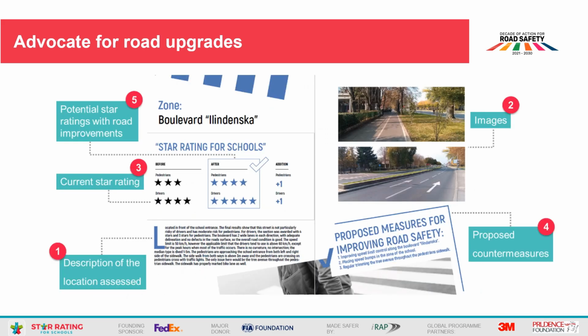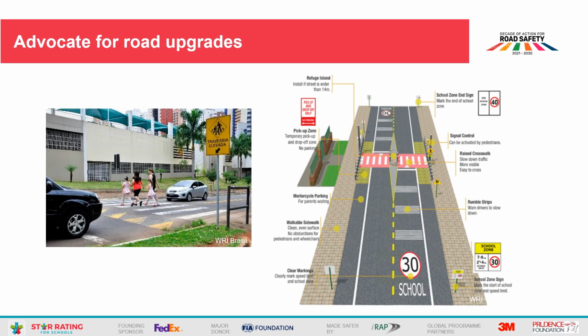You can include in your report the description of the location assessed, the current star rating, the proposed countermeasures, and the potential improvement in the star ratings. Add many images and pictures. If you have completed your pre- and post-intervention assessments, include also the star ratings before and after the upgrades are implemented. With the results in hand, it is time to discuss with road authorities and other partners and advocate for the road improvements to be implemented.